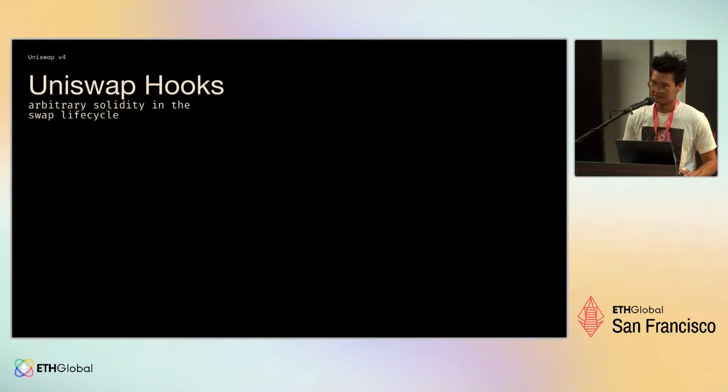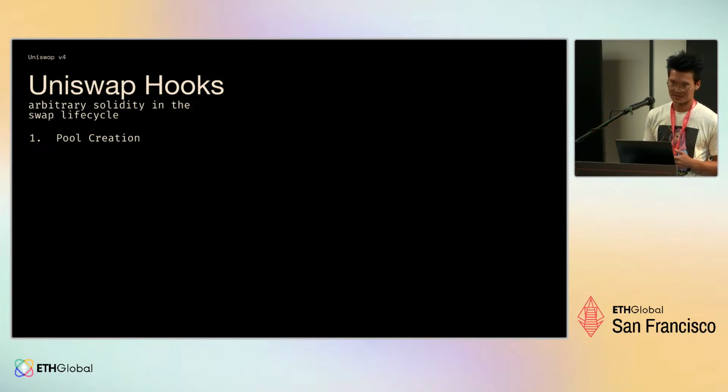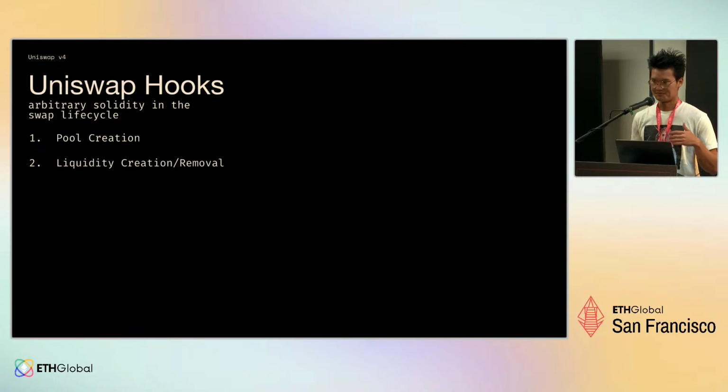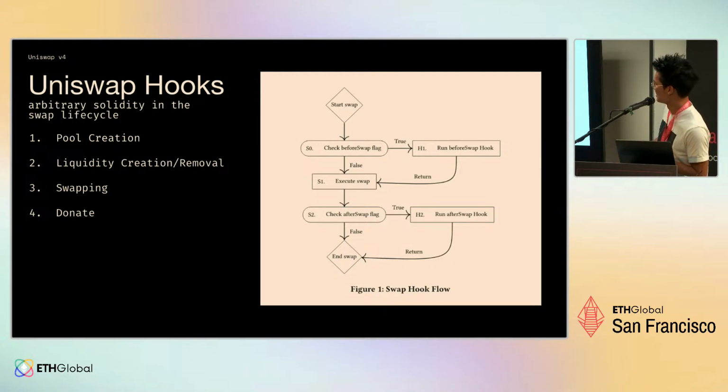But back to v4 and hooks, so what are hooks? Hooks are arbitrary Solidity in the swap lifecycle. So what is the swap lifecycle? It's really the full end-to-end experience that you would see on Uniswap: creating a pool, adding liquidity to it or removing liquidity, swapping, and then in v4 we also have donate. And hooks are separate contracts where you can make an external call and run custom logic before a swap happens or after a swap happens.